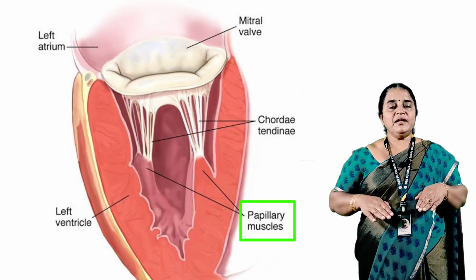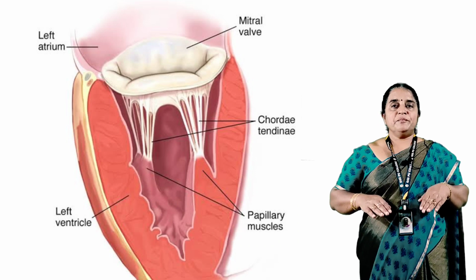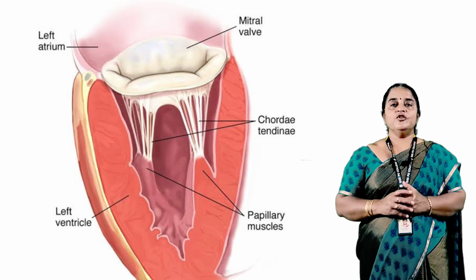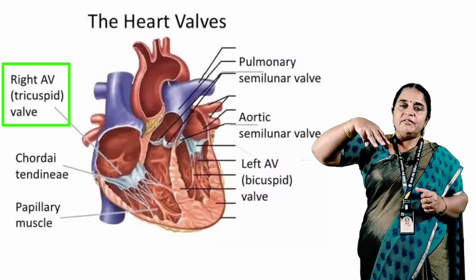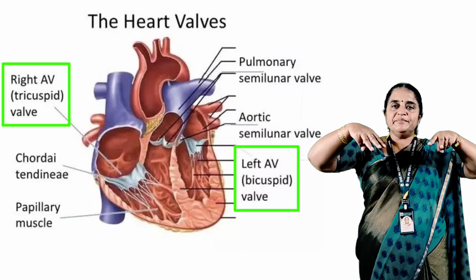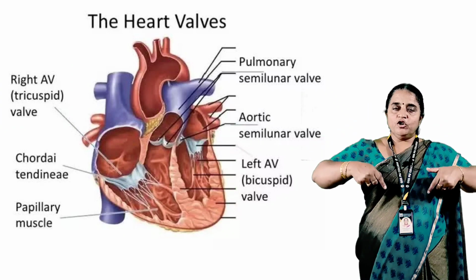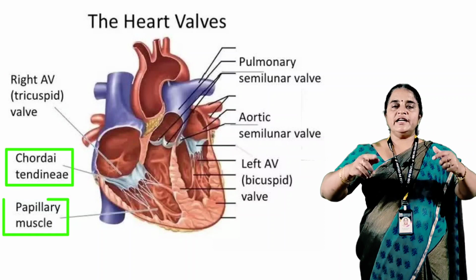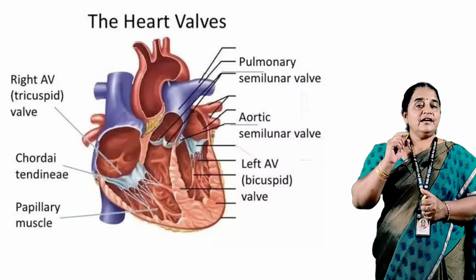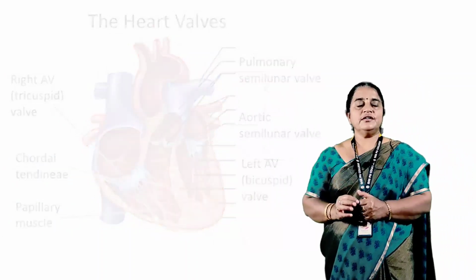And from these papillary muscles, the spring-like threads arise, known as chordae tendineae. So tips of the tricuspid valve and tips of the bicuspid valve are connected to papillary muscles by spring-like chordae tendineae. Let us revise in short.